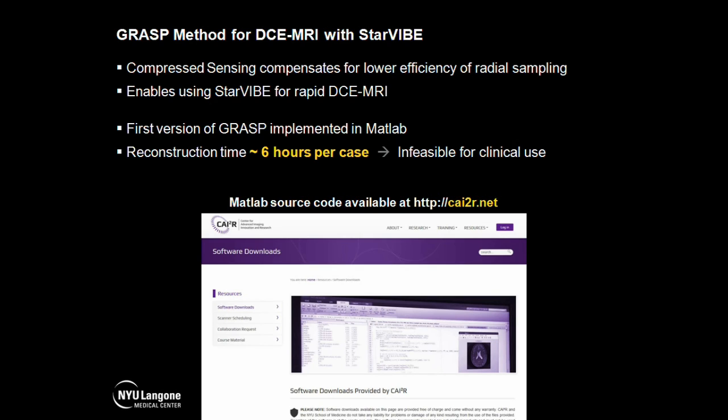Now, the first version of this GRASP reconstruction technique has been implemented in MATLAB. If you're interested in testing this MATLAB source code, you can go to our homepage. You can see the URL on the slide, and you can download this MATLAB source code. However, a problem was that this compressed sensing reconstruction has a very high computational requirement because it's an iterative reconstruction. With this first MATLAB implementation, the reconstructions took up to 6 hours per case. And this is, of course, much too long to use this technique for clinical applications.